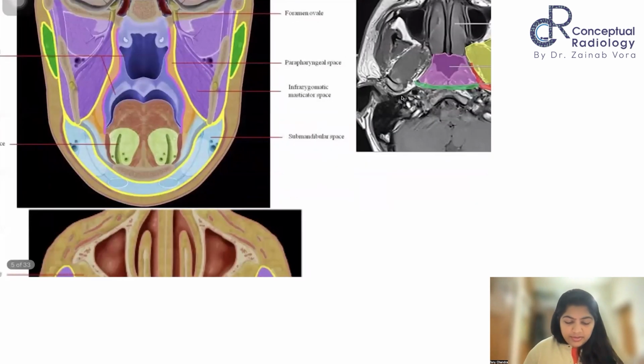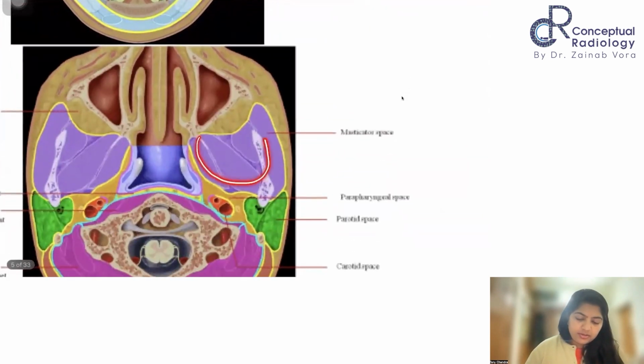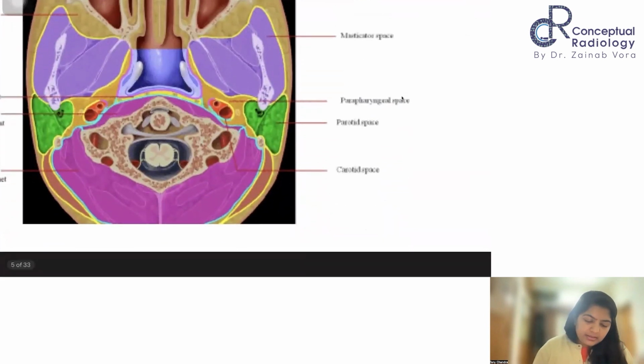Next, we have now understood that these are spaces which are running close to each other. Masticator space, this is your nasopharynx, your retropharyngeal space, your prevertebral and paraspinal space, right?